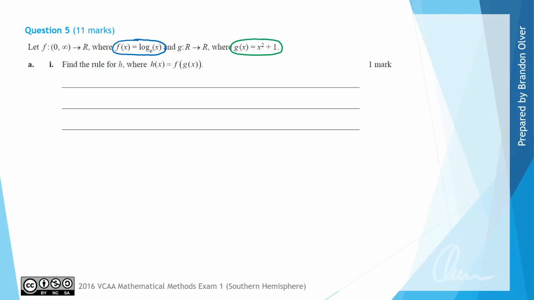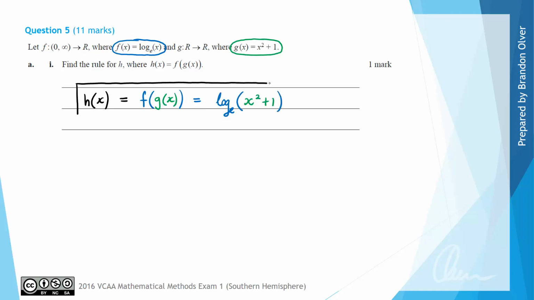For part 1 of part A, we're asked to find the rule of h, where h is the composite function f of g of x. So h of x is going to equal the function f with g substituted into it. So that will be equal to the function f, which is log e of, and inside we'll now have x squared plus 1. So that is the answer to part A of this question.